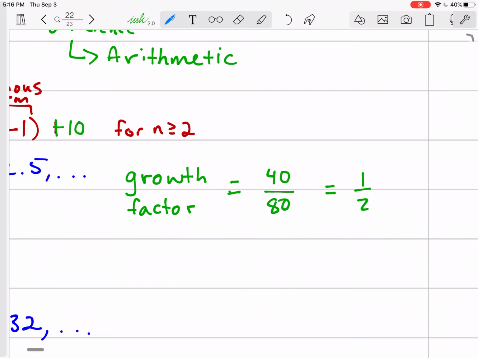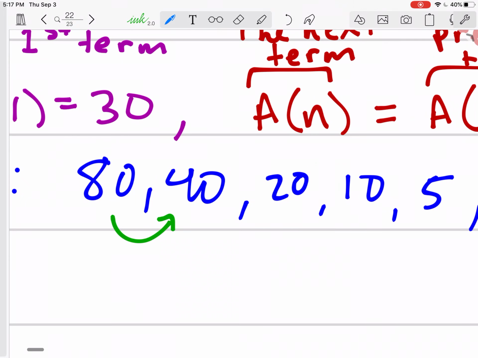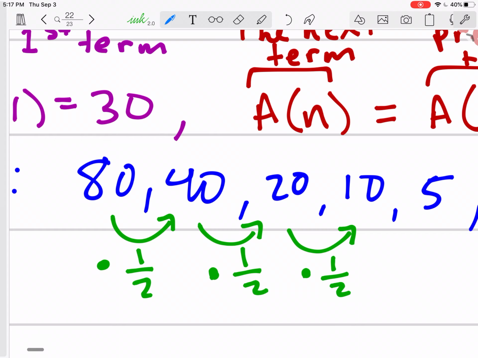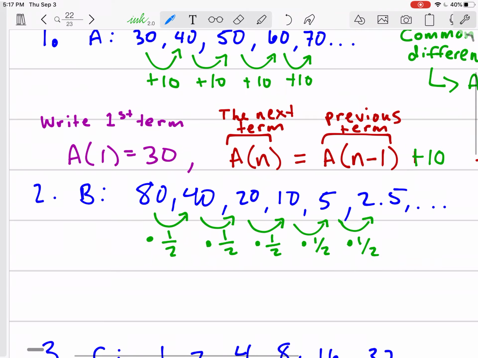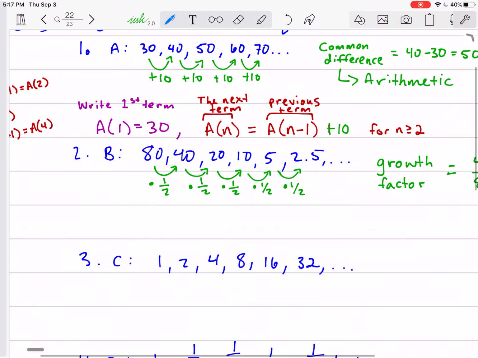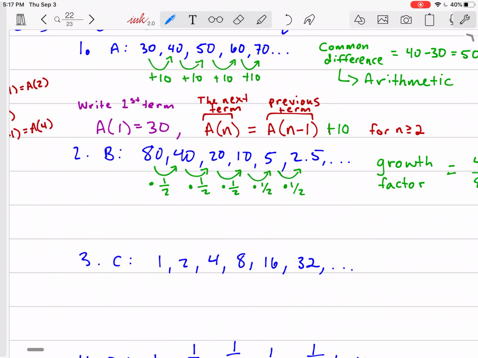So the growth factor here is 1/2. That means that to get from one term to the next, all we have to do is multiply by 1/2, which is coincidentally the same thing as dividing by 2. Multiplying by 1/2 and dividing by 2 is the same thing. And now that we know the pattern, we can start to write our rule for this.